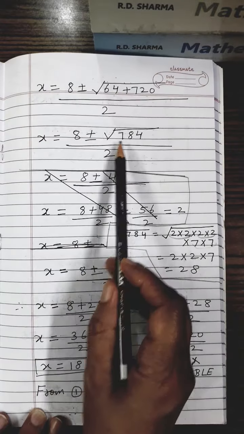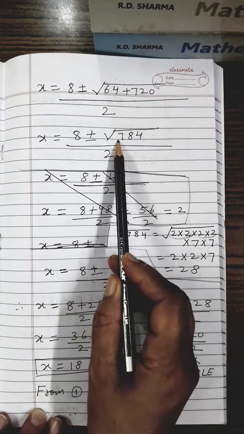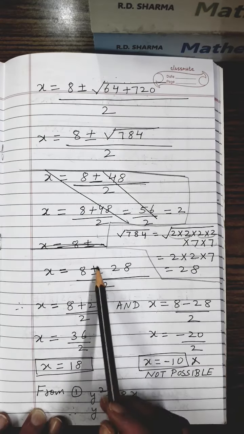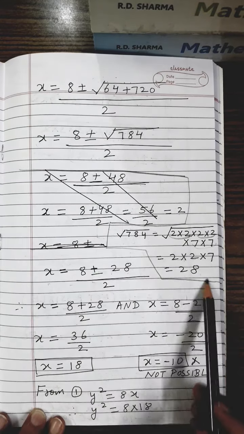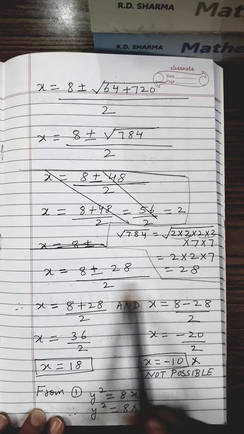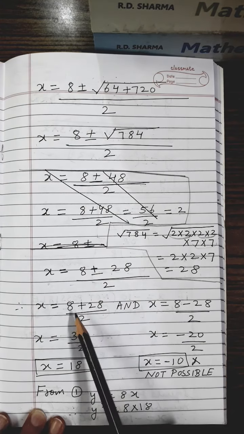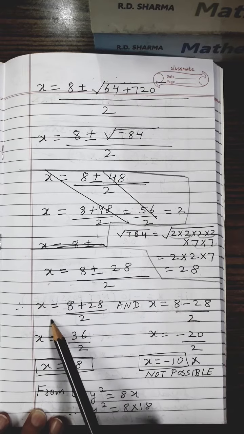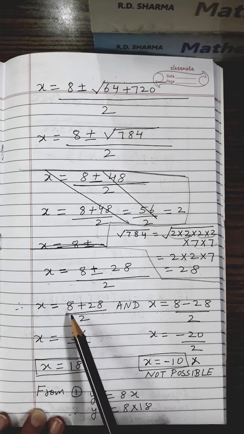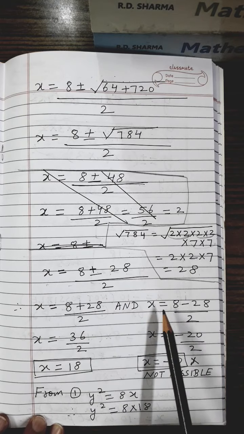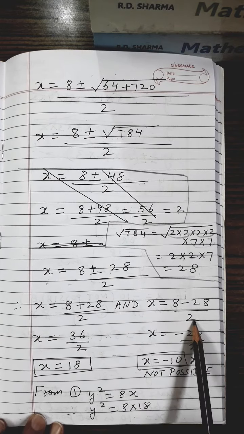Now come to this step again. I will replace from here. x equals 8 plus minus square root of 784, which is 28. So write down 28 here and divide by 2. Now I will consider the plus and minus signs separately. You will get two equations. Considering the plus sign, x equals 8 plus 28 upon 2. And if I consider the negative sign, I will get x equals 8 minus 28 upon 2.